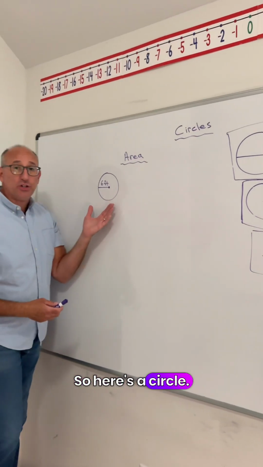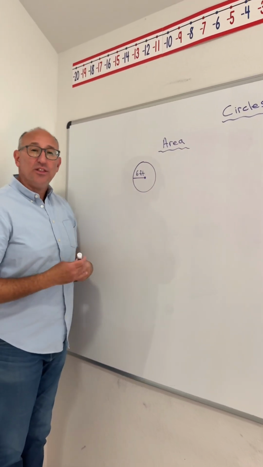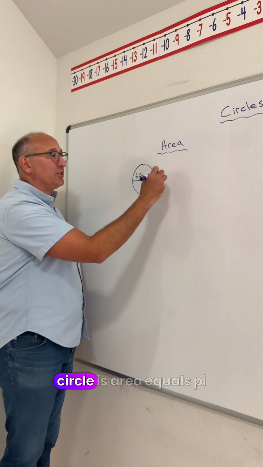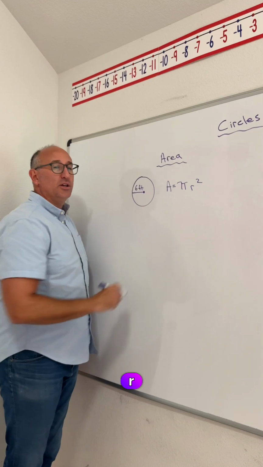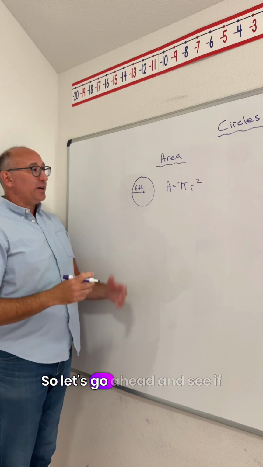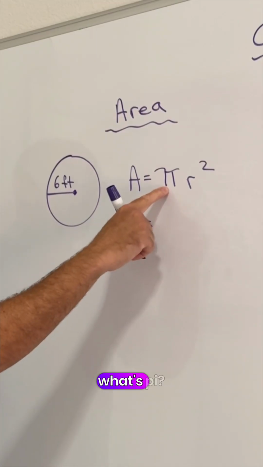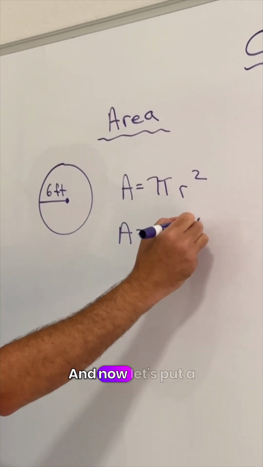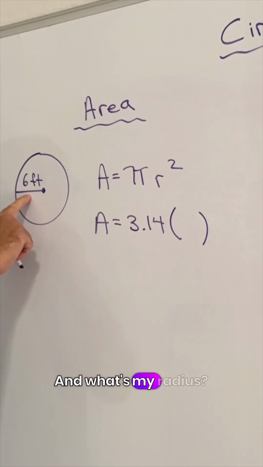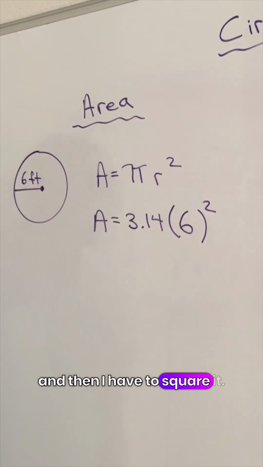So here's a circle. This has a radius of 6. The formula for the area of a circle is area equals pi r squared. So let's go ahead and see if you can find the area. So now I'm going to substitute: area equals, well, what's pi? We said pi was 3.14. And now let's put a parentheses, and what's my radius? It's 6. So I put 6 in there, and then I have to square it.